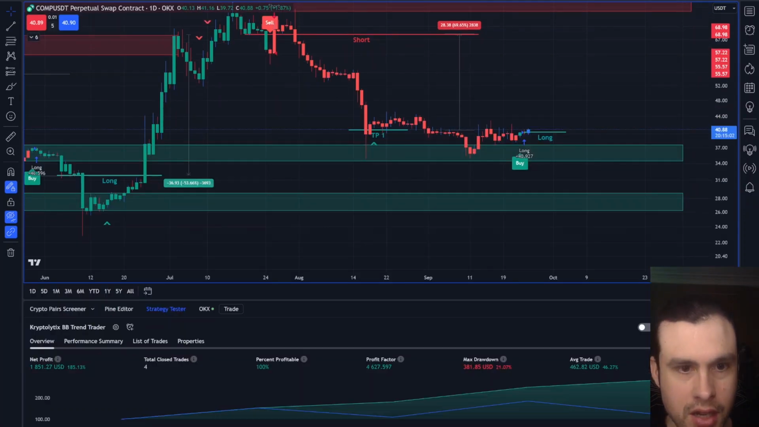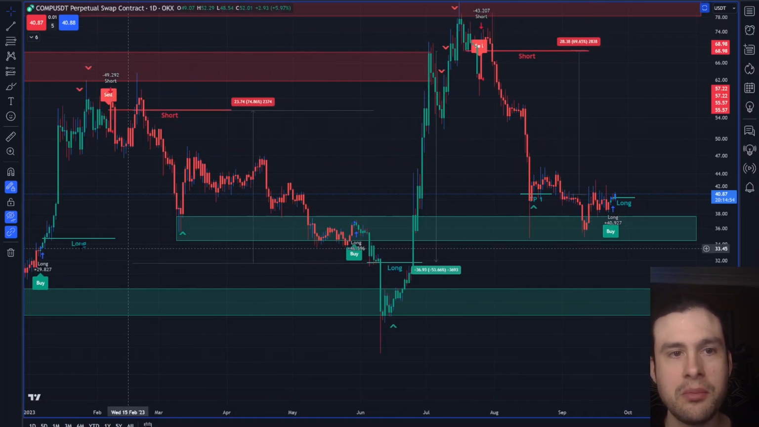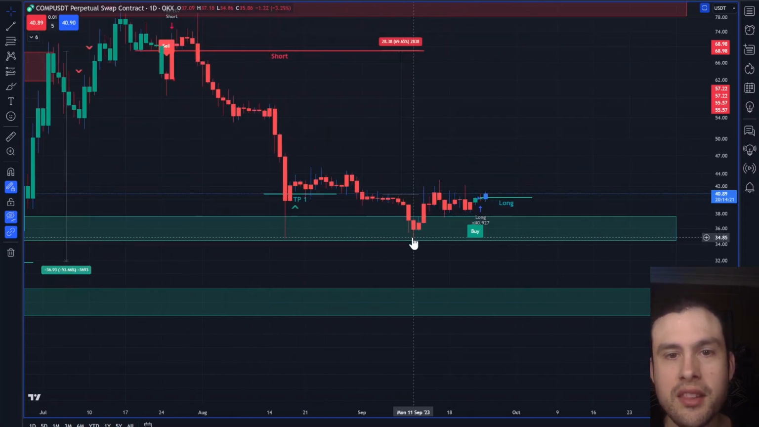And we have a look here at the win ratio, 100% win rate so far this year. But, you know, that could change at any point. But you can see the previous trades here. But anyway, so comp is in. We did get the higher low here into the support again.